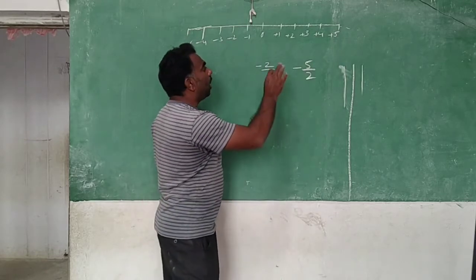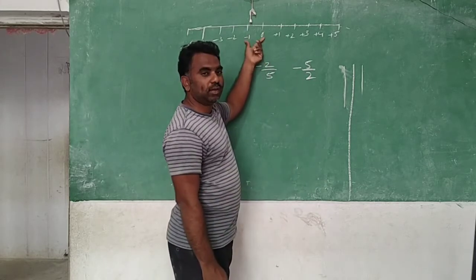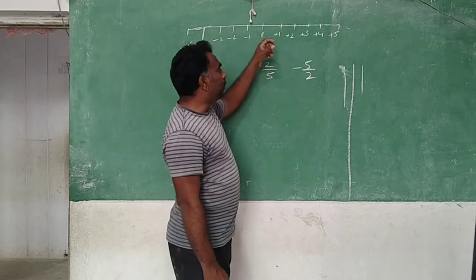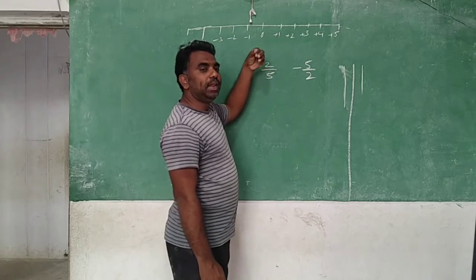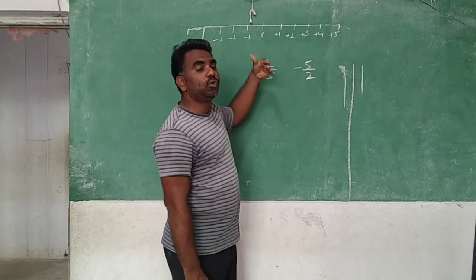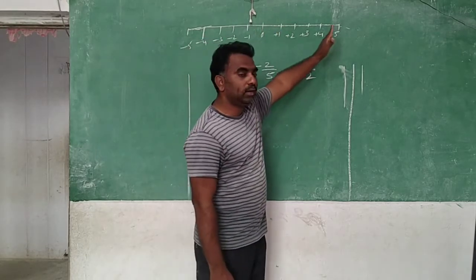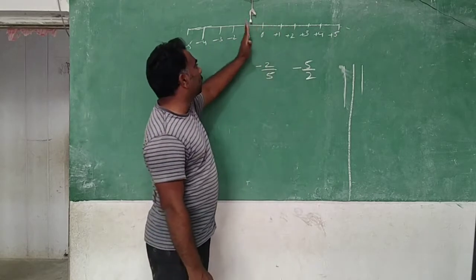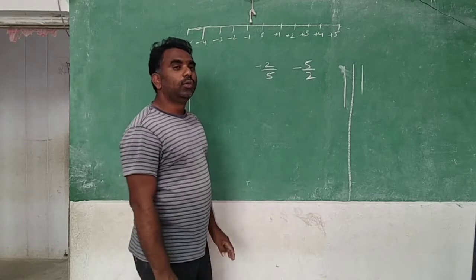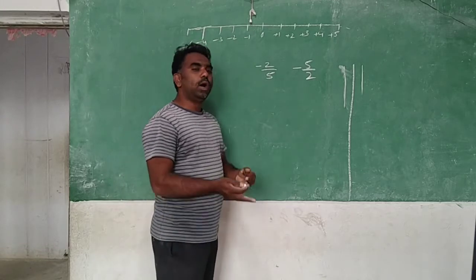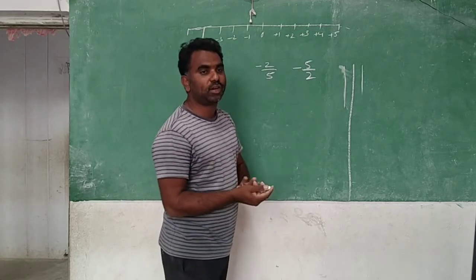So all the negative proper fractions are between 0 and -1, and positive proper fractions are in between 0 and 1. It may be negative or positive proper fractions. So today we are going to learn about what are positive fractional numbers and negative fractional numbers.